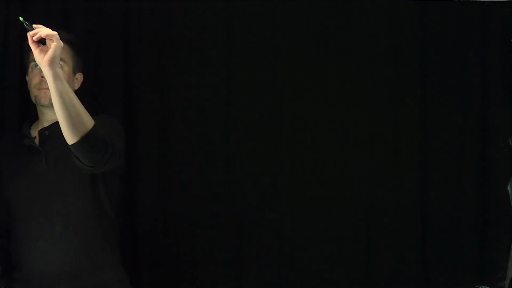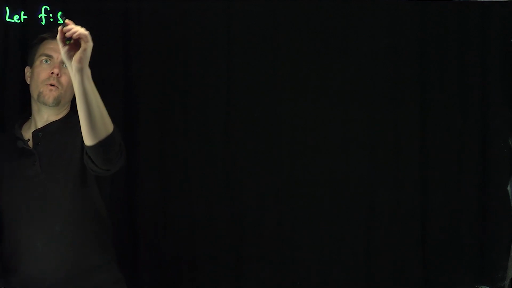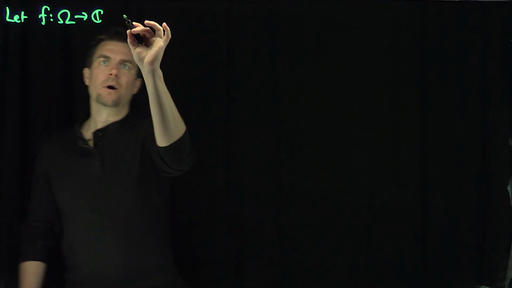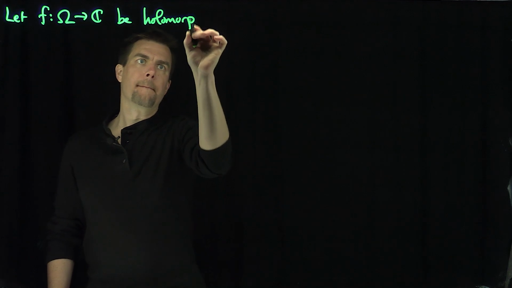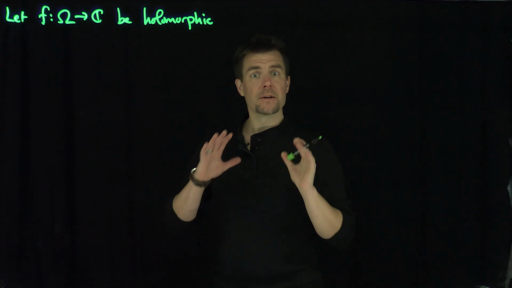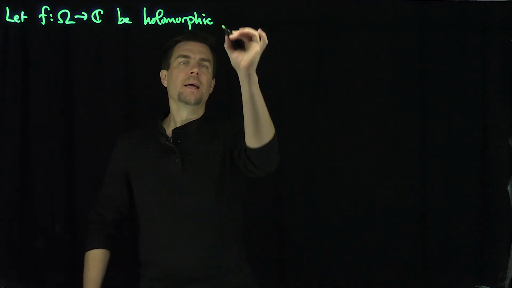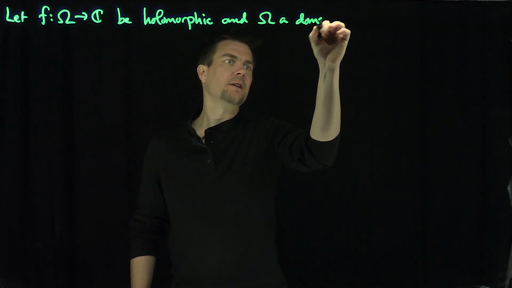Hello students, in this video we'll prove the identity theorem for holomorphic functions. Let's get it set up. Let f map omega into C be holomorphic. We know this automatically implies, from the previous video, that f is complex analytic, right? And omega a domain. Domain is just a fancy word.